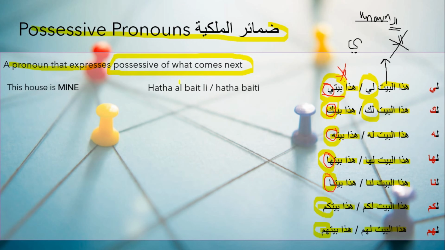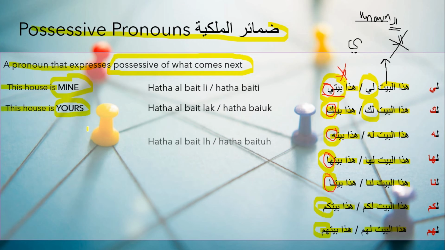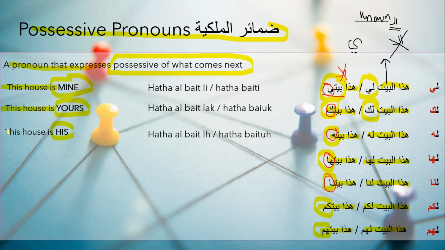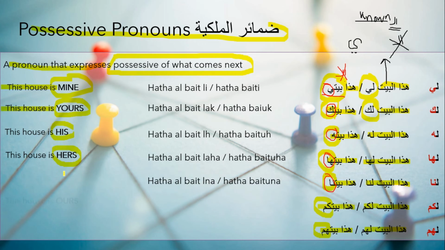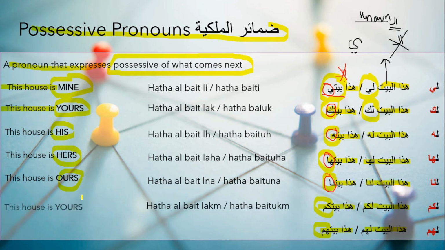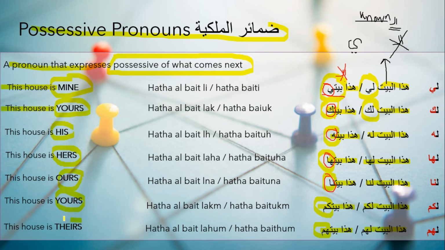Now let me write the English so you would understand what I was talking about here. You can even stop the video whenever you want, just to see and read exactly what the scenario was. So here: this house is mine, this house is yours, this house is his, this house is hers, and this house is ours. I'm writing the sentence in Arabic, but in English using Latin letters, just to show how I read it. This house is yours and this house is theirs.